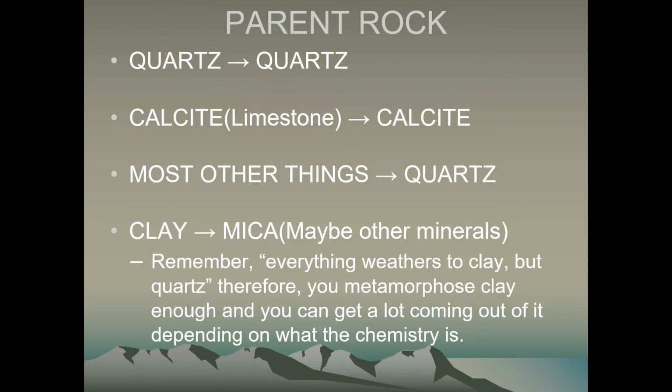So what are some of the parent rock features of metamorphic rocks? Well, if you have a parent rock that's made of quartz, like a quartz sandstone, you will end up with a metamorphic rock that's made of quartz. That's nice and simple. If you have a parent rock that's made of calcite, like limestone, you will end up with a metamorphic rock that's made of calcite. And this is marble, by the way.